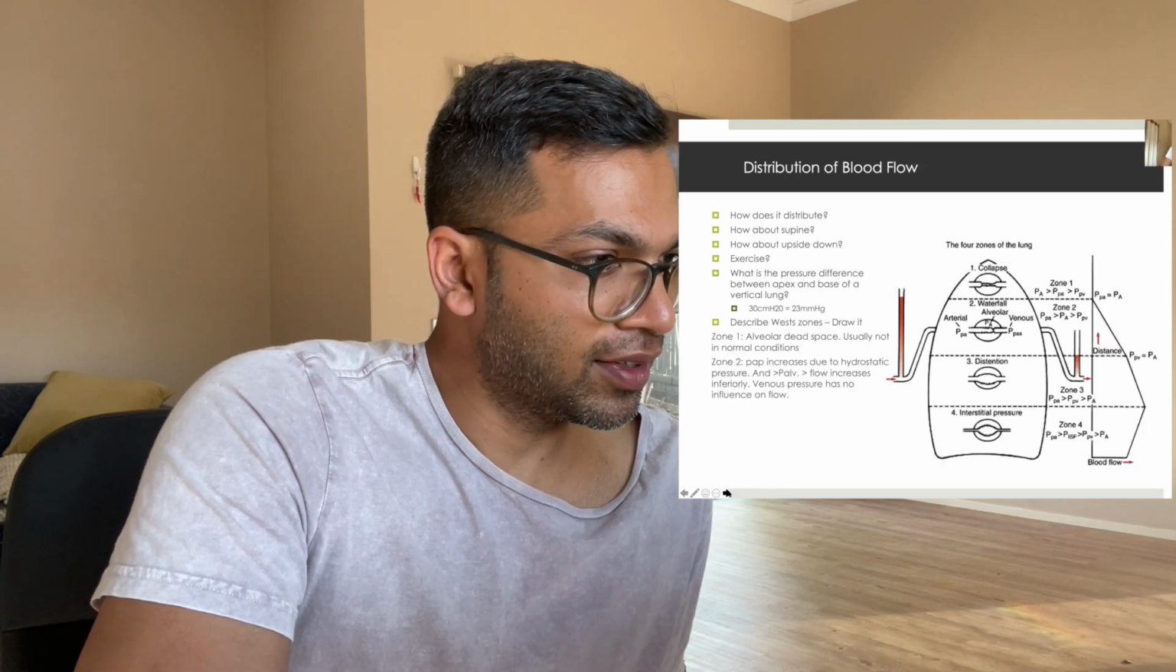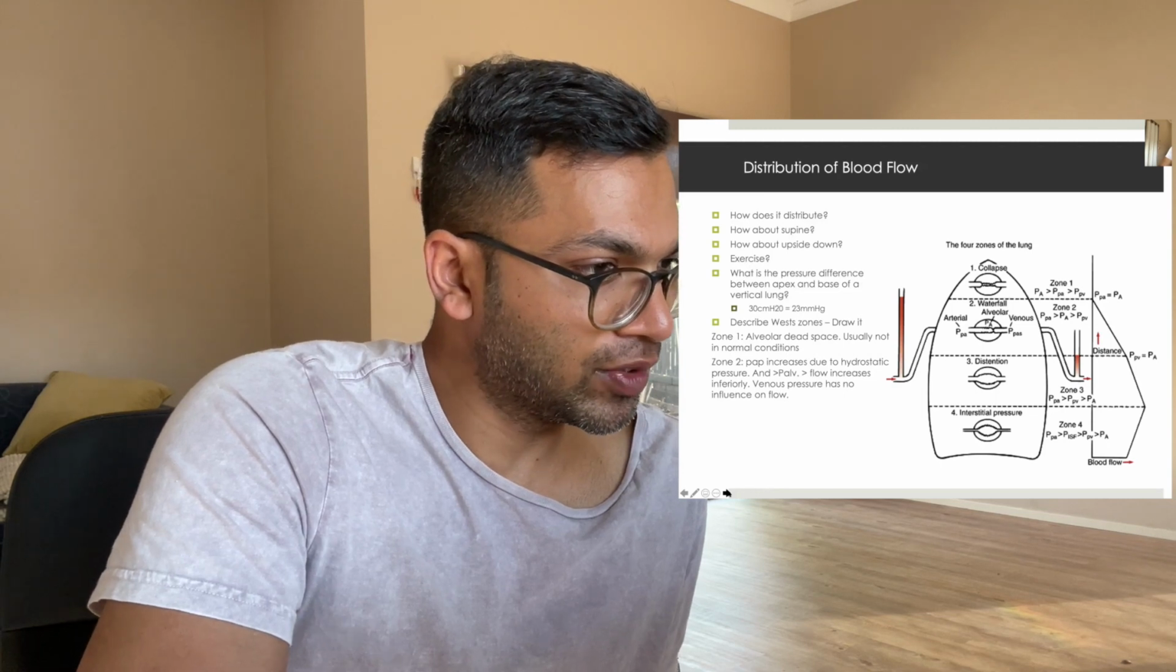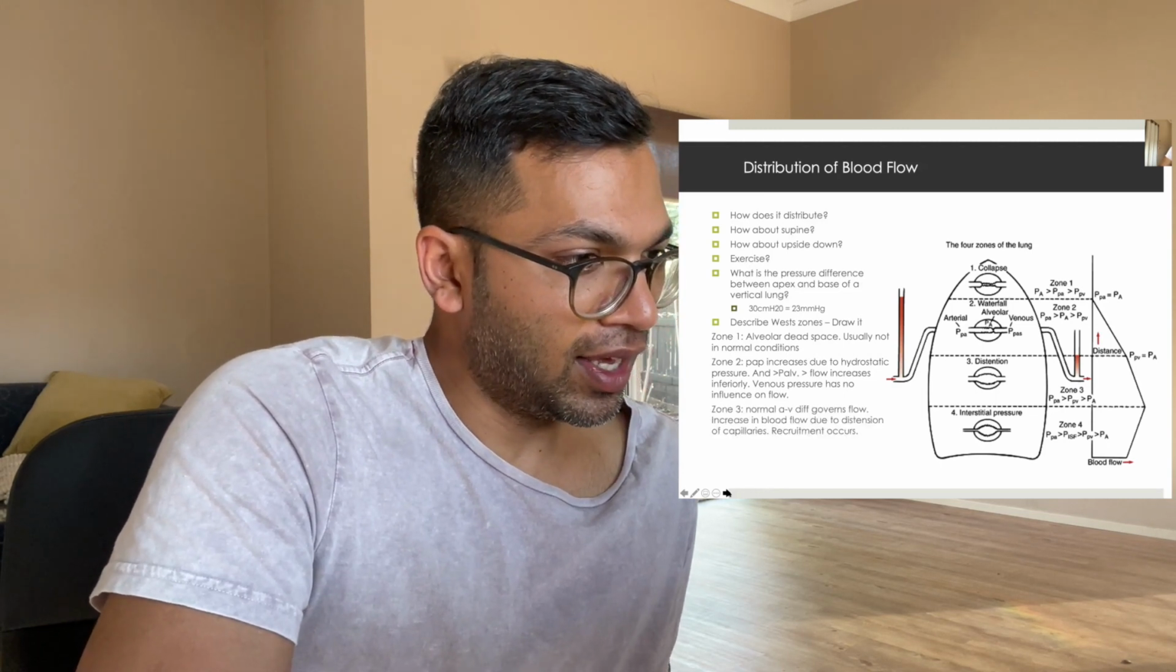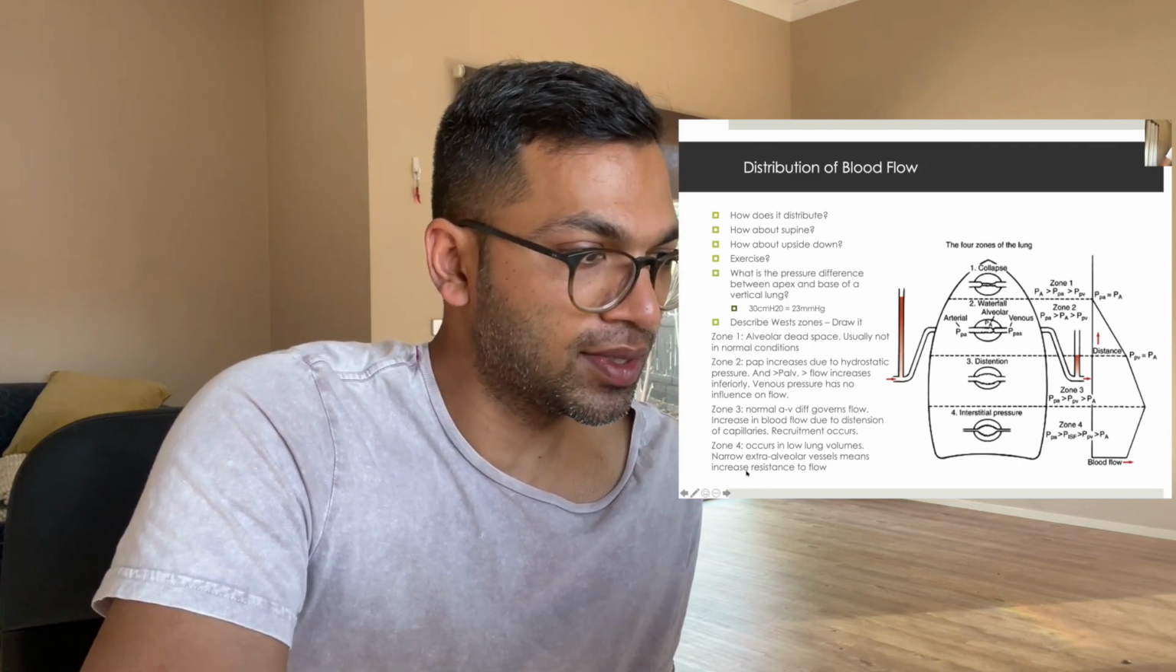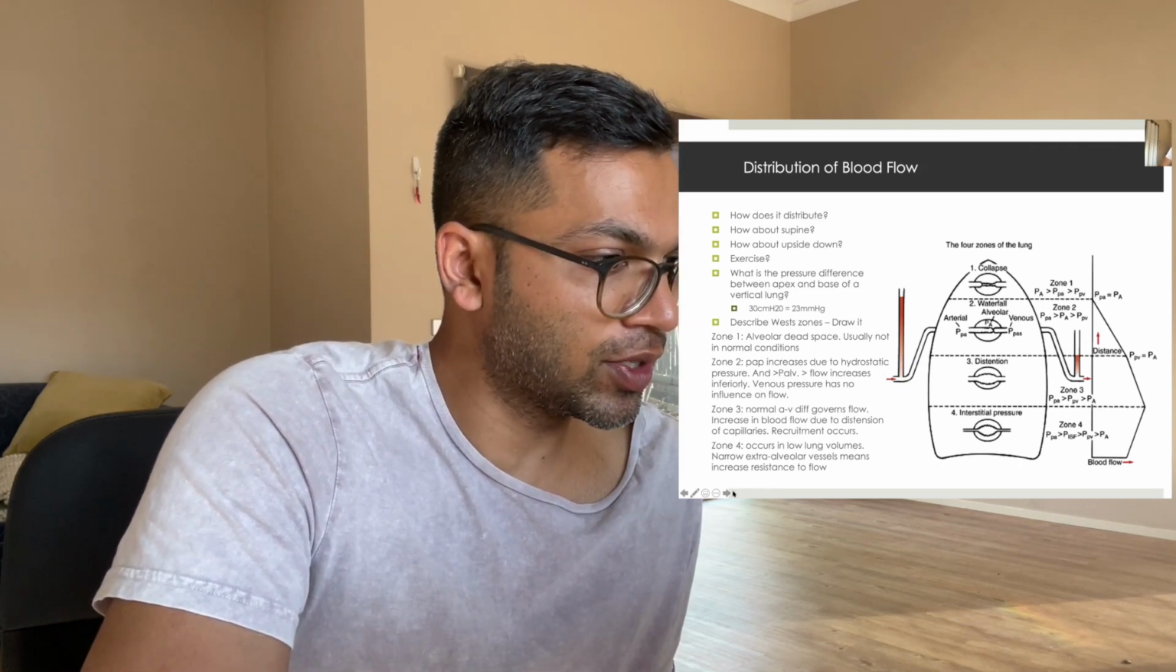We've drawn that. This is alveolar dead space in Zone 1, as we mentioned. We've already talked about West Zone 2 and West Zone 3, and then West Zone 4. So West Zone 4 occurs in low lung volumes. Narrow extra-alveolar vessels mean increased resistance to flow.